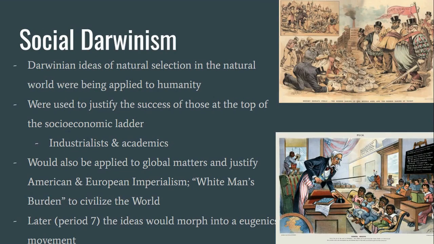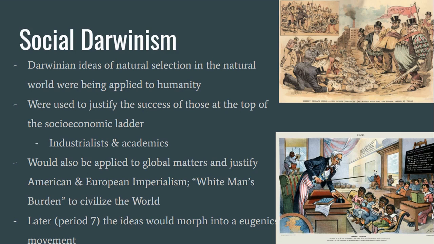A way some justify the incredible economic inequality was social Darwinism, which was taking Darwinian ideas of natural selection in the natural world and applying them to humanity. If a person did that in this era, they concluded that those on top of the human evolutionary ladder were the wealthy industrialists and academics. It gave comfort and justification to those looking to excuse their wealth while millions lived in squalor.